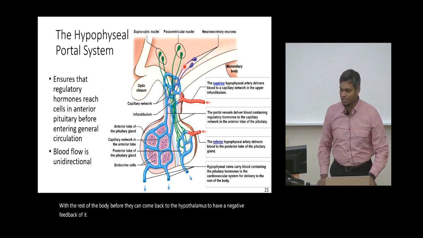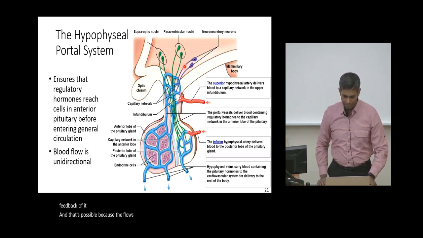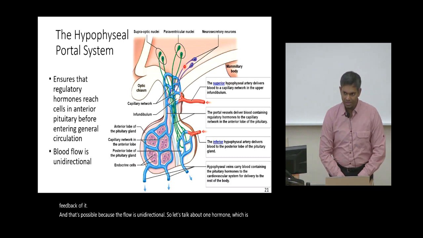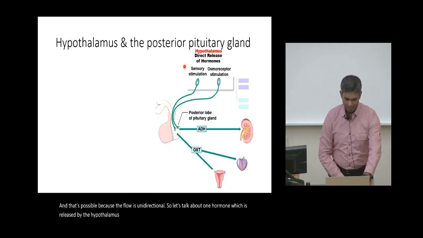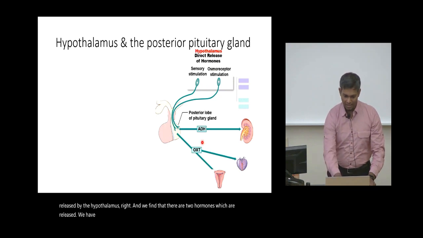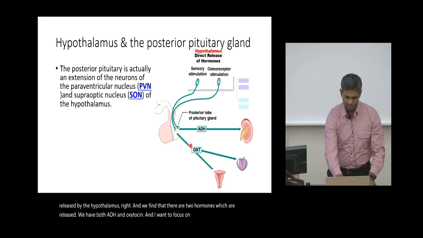That's possible because the blood flow is unidirectional. So let's talk about one hormone which is released by the hypothalamus. We find that there are two hormones which are released. We have both ADH and oxytocin, and I want to focus on oxytocin.